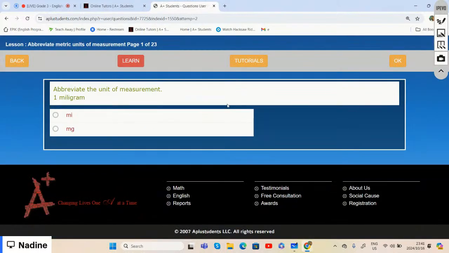All right, so now we're going to our test where we are going to abbreviate metric units of measurements. We need to abbreviate the units of measurements. 1 milligram, is it MI option 1 or MG option 2? 1 milligram.